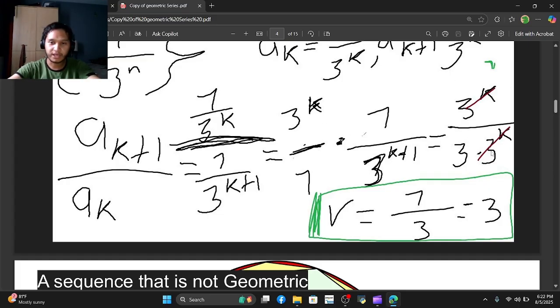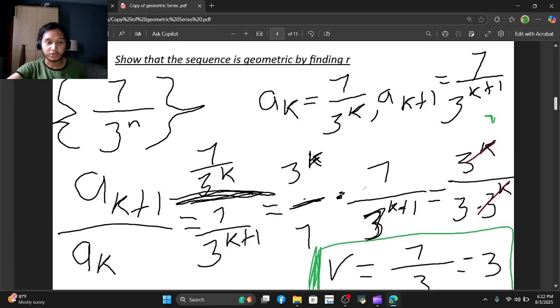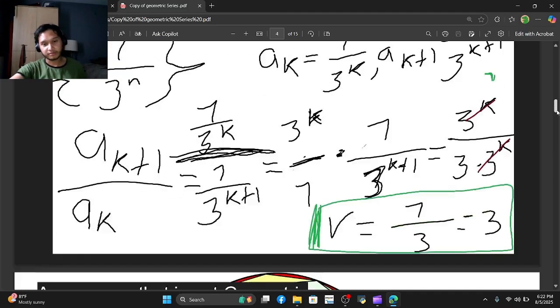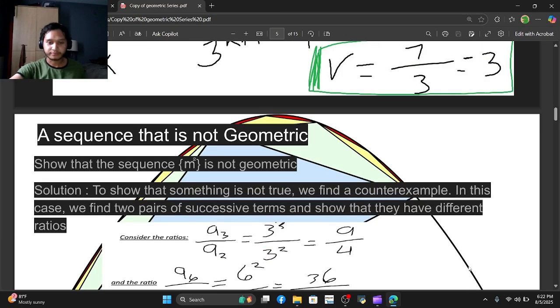Now that we have 3 to the k on both, we simply simplify that, and this is 1 also. So we have 1 because 1 times 1, and then 1 times 3. And 1 divided by 3 is... the whole ratio of this sequence, of this formula, is 3.